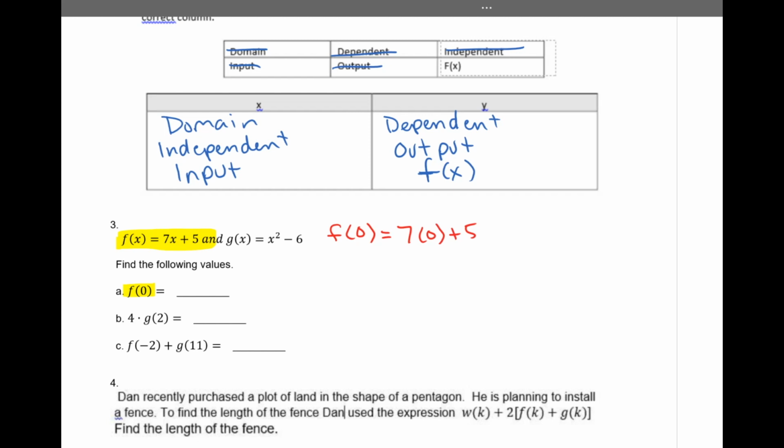So 7 times 0, well, that's easy, 0. And then plus 5, that's easy as well. So it's just 5. Okay.